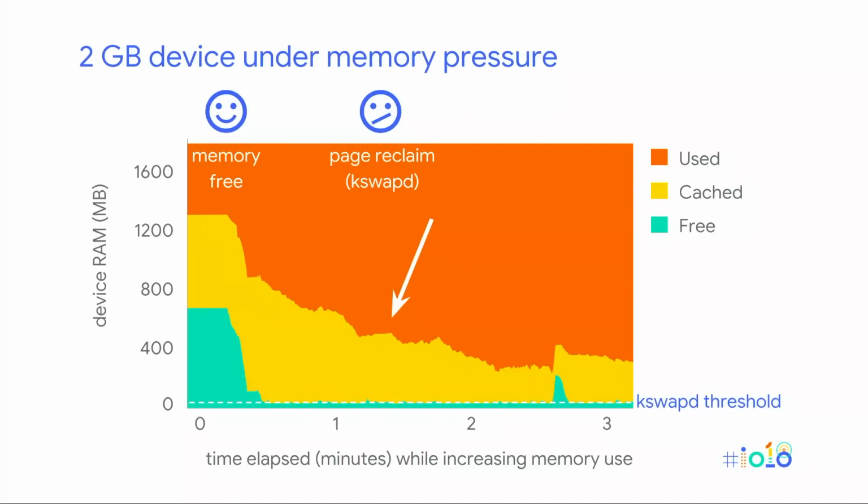Now, as I exercise more and more applications, they use more memory. The number of cached pages is going to fall as kswapd starts to reclaim them. If it gets too low, there's too few cached pages, then the device can start to thrash.